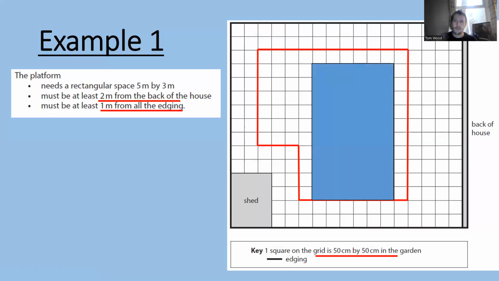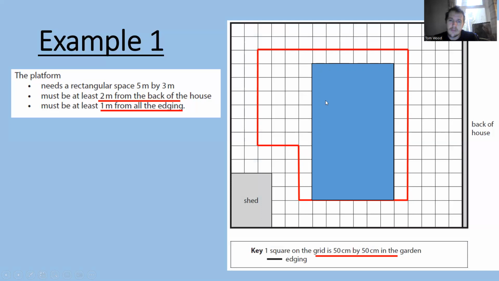The last part then is drawing our rectangle in there. So again, it is 5 meters, which means it will be 10 squares because each square is half a meter. And it's by 3 meters, which means it will be 6 squares wide. So this is the shape we're looking at.